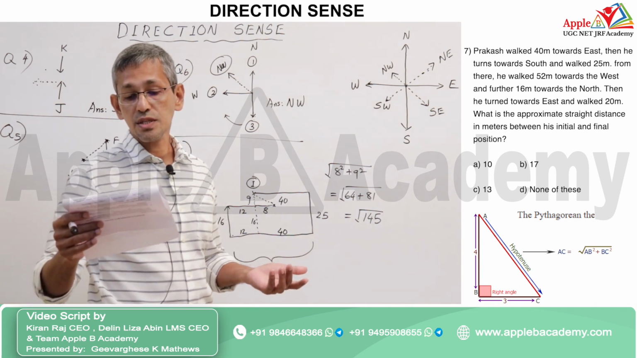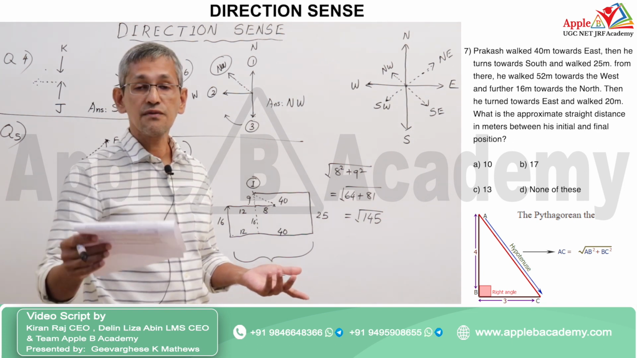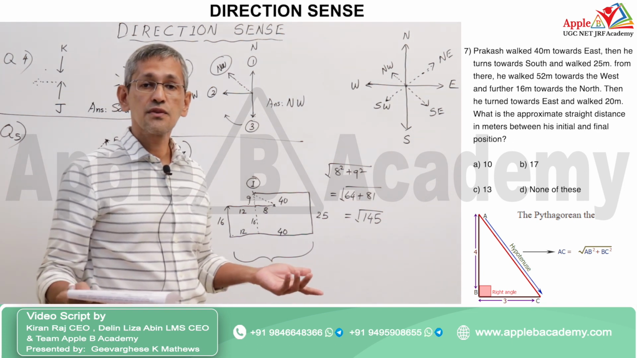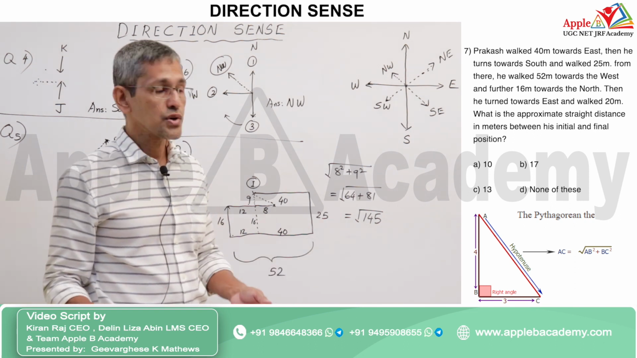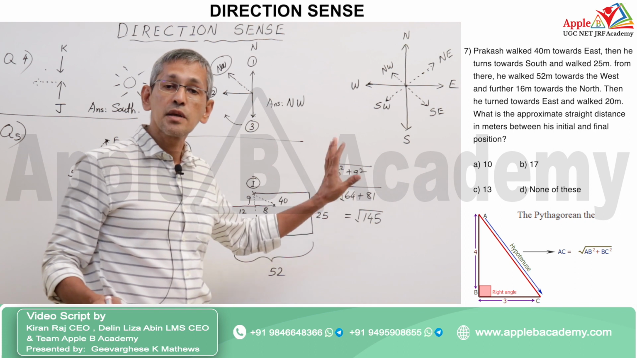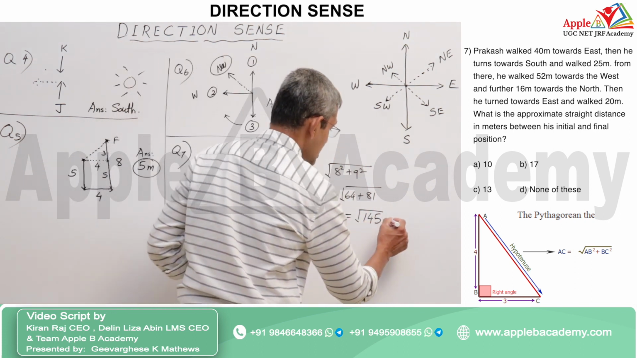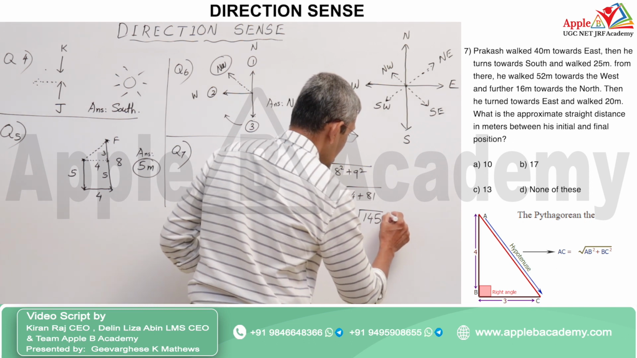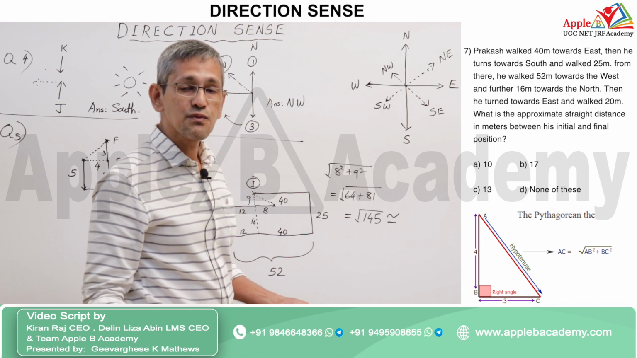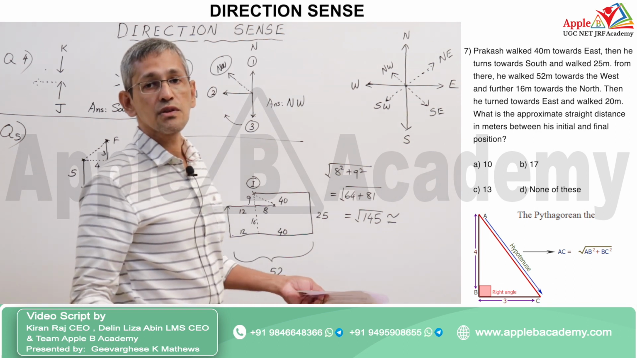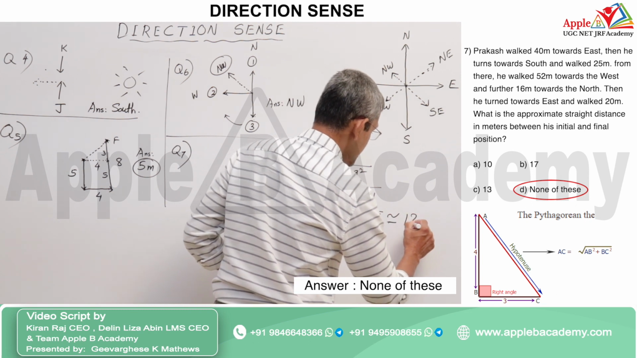What exactly is the question asking for? What is the straight line distance in meters between the initial and final position? Usually these kinds of questions, they may ask you to find the approximate distance. So if you don't get the exact distance, they will be asking for the approximate distance. In this case, what is the approximate distance? Actually for 145, the nearest perfect square we have is 144. 144 is 12 square. So that distance is approximately equal to 12.